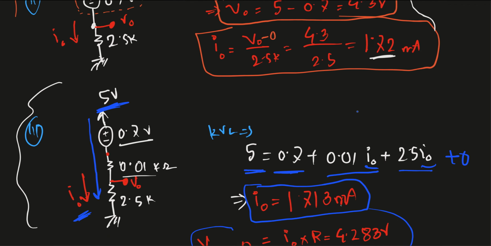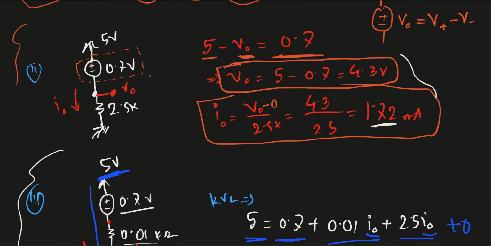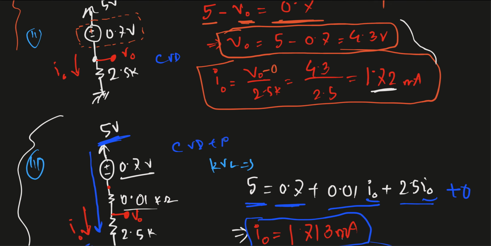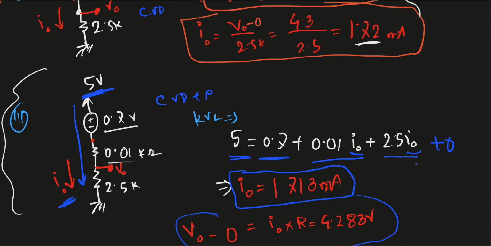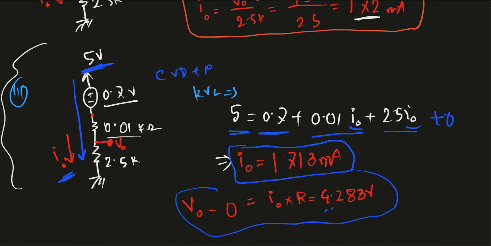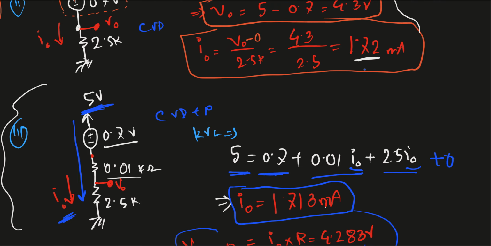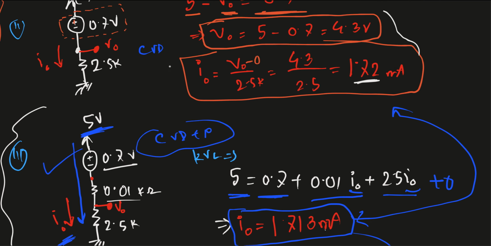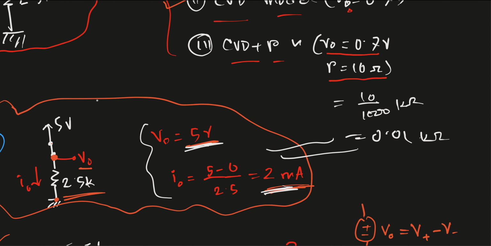If we consider these two results, the results due to the CVD model and the results due to the CVD plus resistance model, we see that the values we have found are quite close to each other: 4.3 versus 4.28 and 1.72 versus 1.713. These values are fairly close to each other. So there is very little accuracy we gain by using the CVD plus resistance model. So we will mainly use these two models, the CVD model and the ideal diode model.